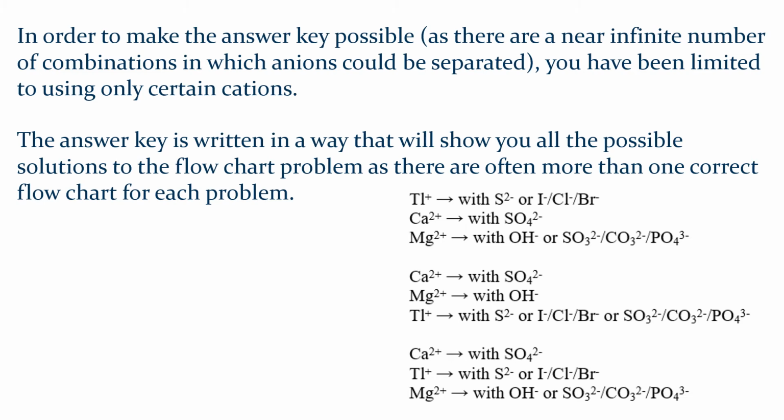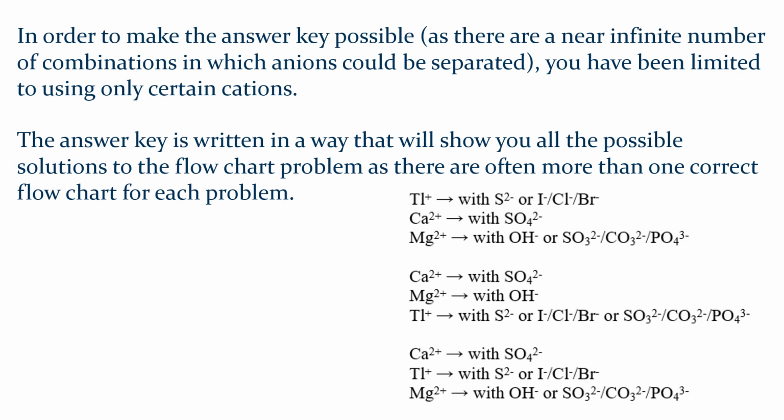Here, in this question, there were 3 possible solutions. Someone may first take out thallium by adding sulfide or a halide, then calcium with sulfate, and then take out magnesium with hydroxide, sulfite, carbonate, or phosphate.